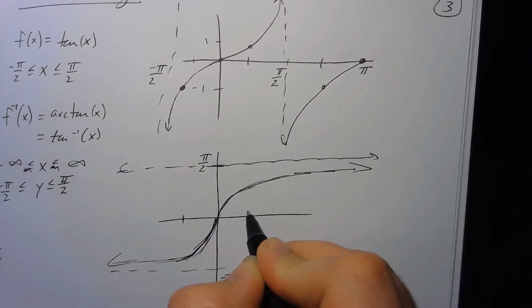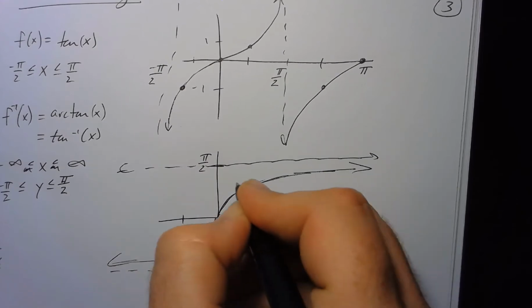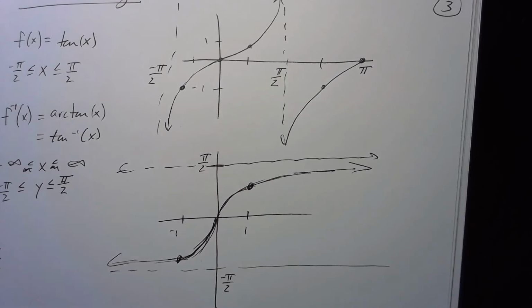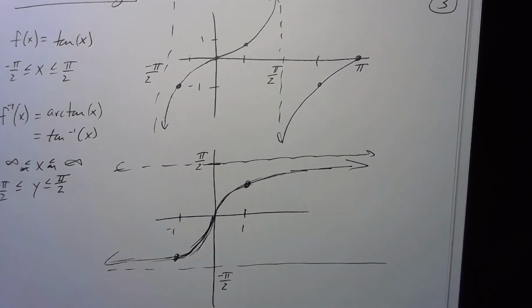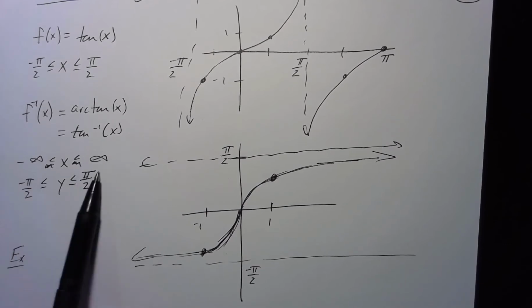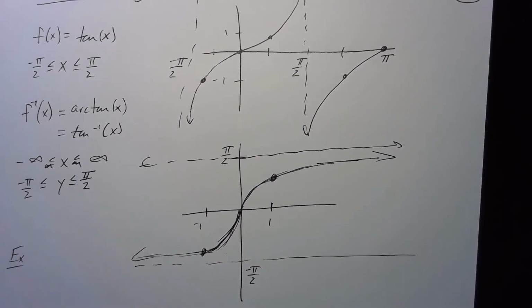We do have some nice important points here. One right there, one right there, such that this is 1, this is negative 1, and that location is there, and that location is there. It's not terribly important that those points are in there anymore. You'll notice now that the domain for tangent inverse is that it can take in any possible value, but it will only spit back values between negative pi over 2 and pi over 2.